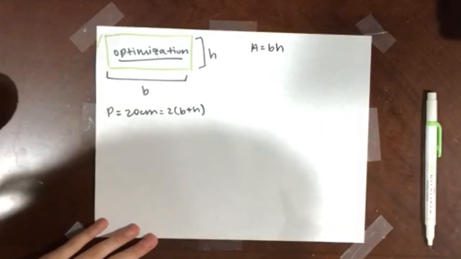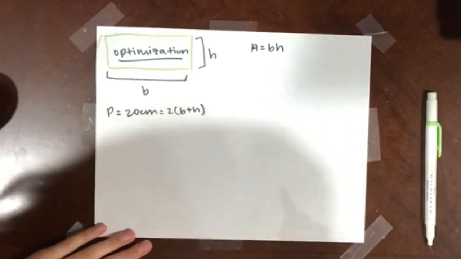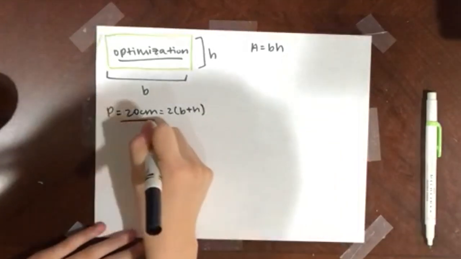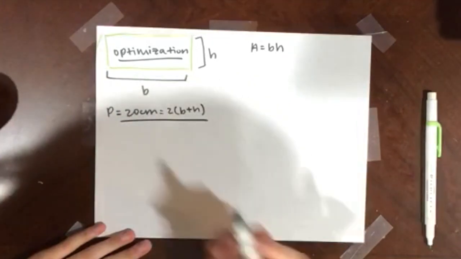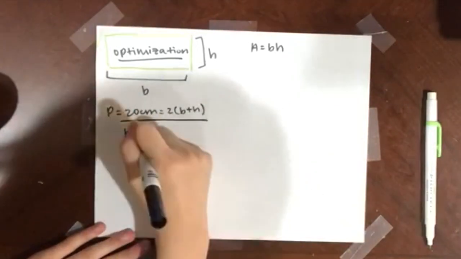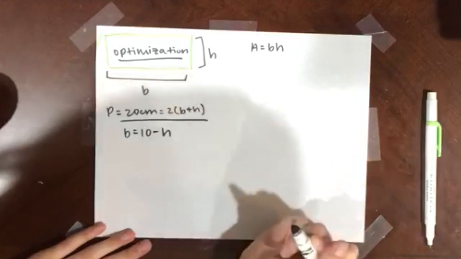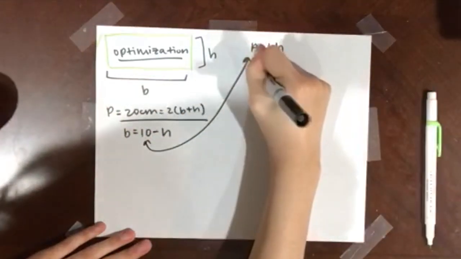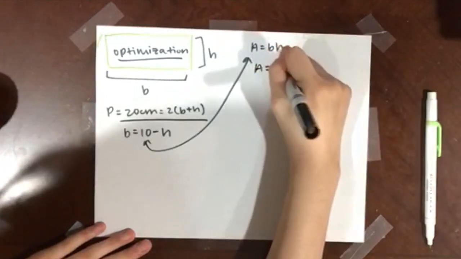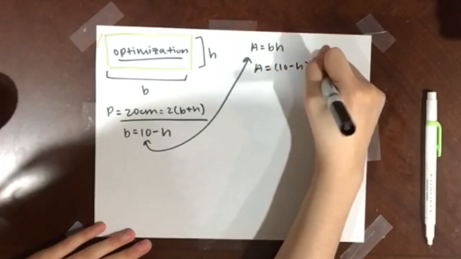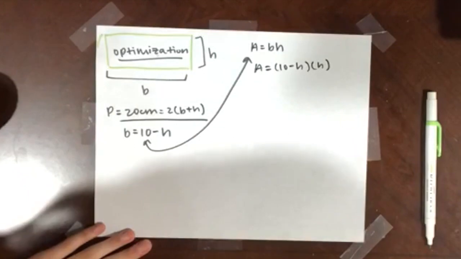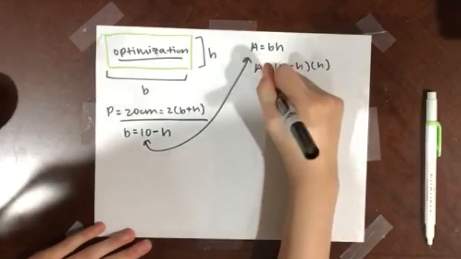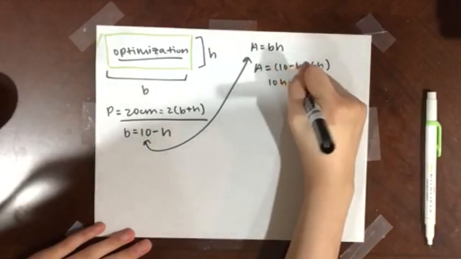To optimize the maximum amount of tomatoes and onions that can fit inside the avocado rectangle, I have to find the derivative of the equation of the area. Since 2 times (b plus h) is equal to 20, we can find that b equals 10 minus h. Plug this into the equation for the area, and we get that A is equal to h times (10 minus h). From there, we can distribute the h and expand the expression to 10h minus h to the power of 2.